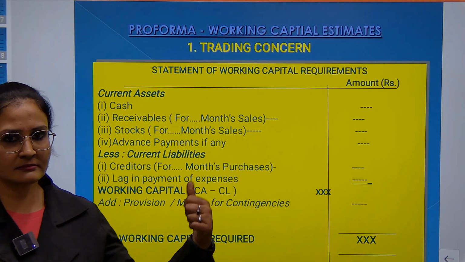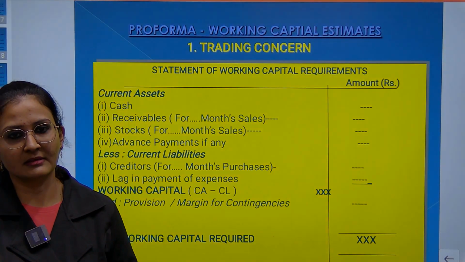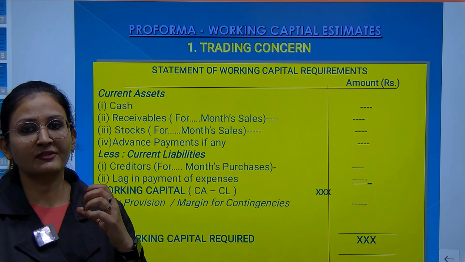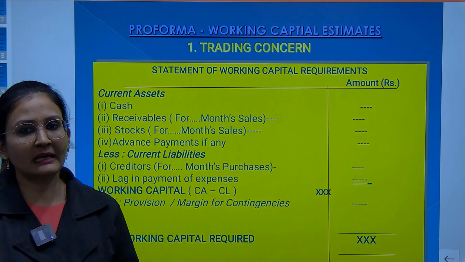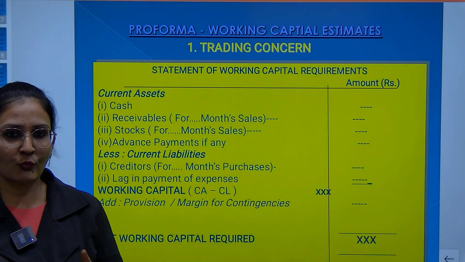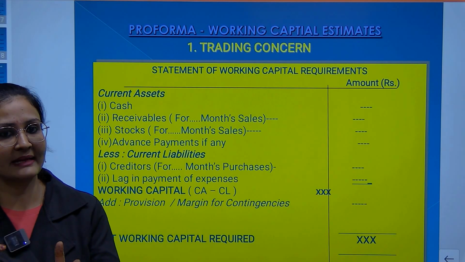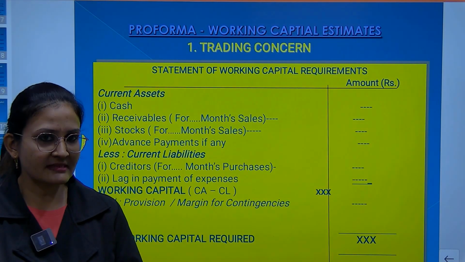Now you can see the pro forma of working capital estimate. This pro forma is related to a trading concern. As you can see here, statement of working capital requirement. First, current assets, because as we all know, working capital is current assets minus current liabilities. So first we need to calculate how many current assets we have.